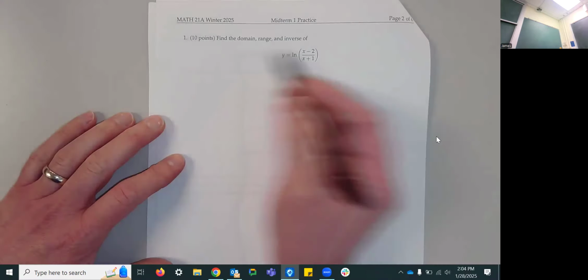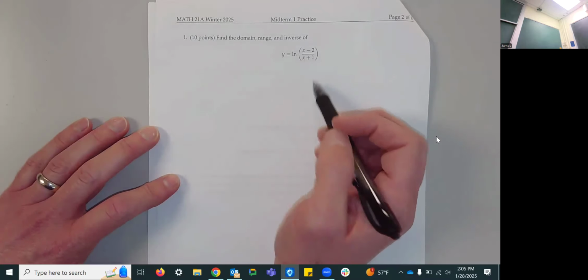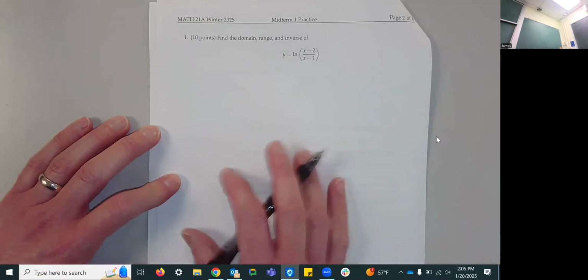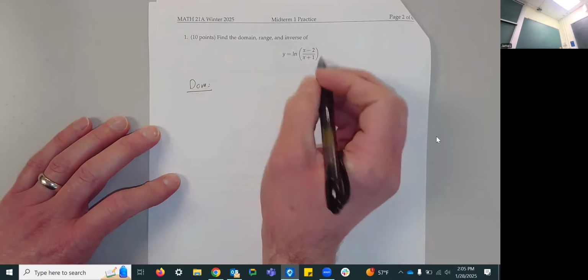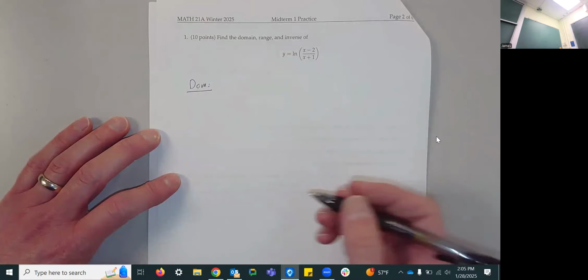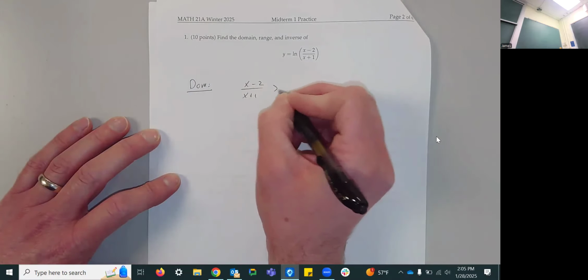Let's look at this question. Find the domain, range, and inverse of y equals the natural log of (x minus 2) over (x plus 1). Let's start with the domain. For the domain, we know that the inside of this logarithm has to be greater than 0. So we need that (x minus 2) over (x plus 1) is greater than 0.